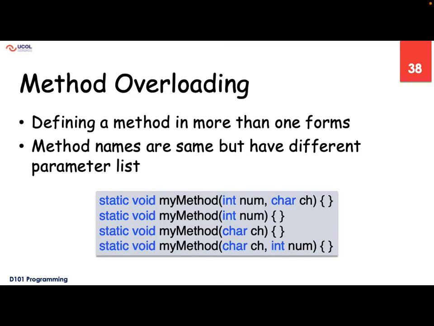When you are compiling the program, it will look into the type of the parameters, the order of the parameters and the number of parameters, and accordingly it will call the appropriate method with the same name. At compile time, it is telling you which method is being called.